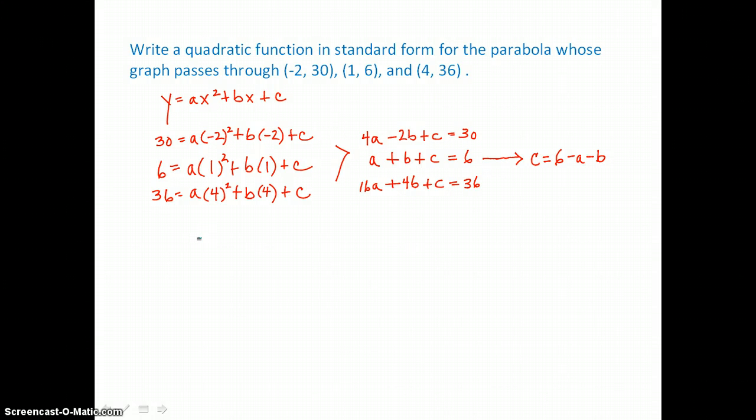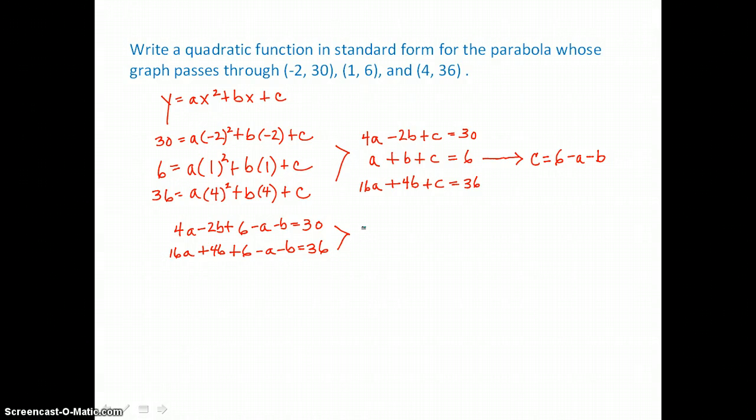Okay, so now I'll substitute into the first equation for c, so that I have 4a minus 2b plus c, which is now 6 minus a minus b, equals 30. And the third equation, I have 16a plus 4b plus c, which is now 6 minus a minus b, and that equals 36. Okay, so now I'm going to want to clean up these two equations in two unknowns so that I can solve for a and b.